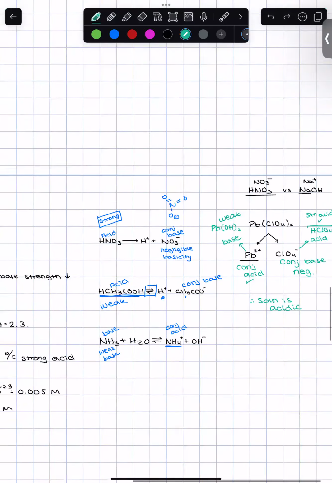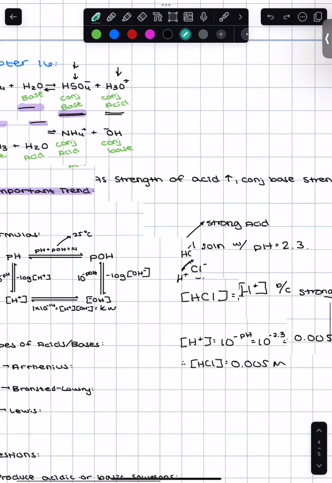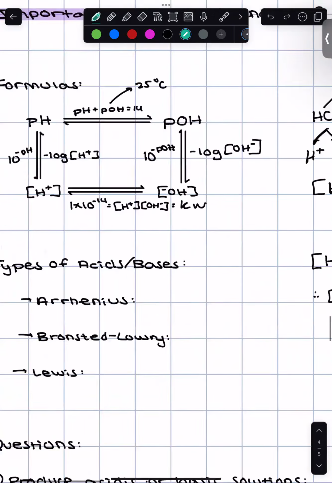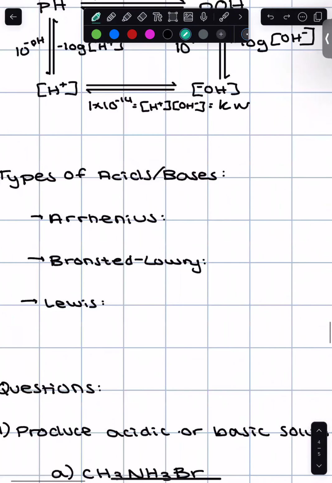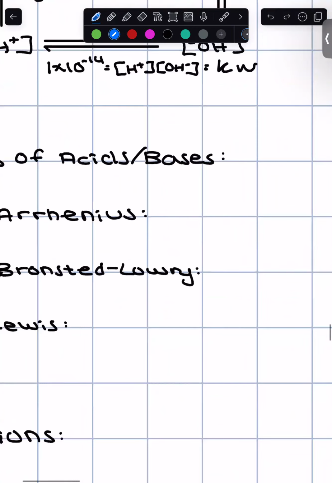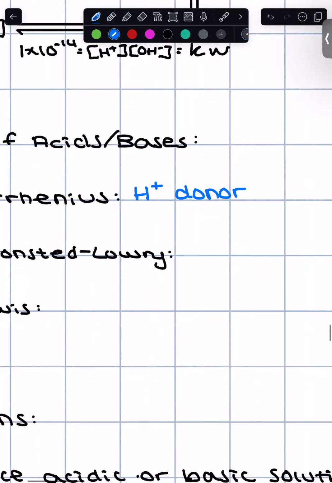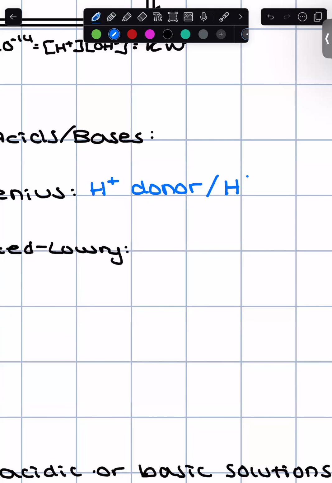Okay, cool. All right, last concept we need to go over here: types of acids and bases. The real one I want to go over is the Lewis. So the Arrhenius acid is an H+ donor, and the base is an H+ acceptor.